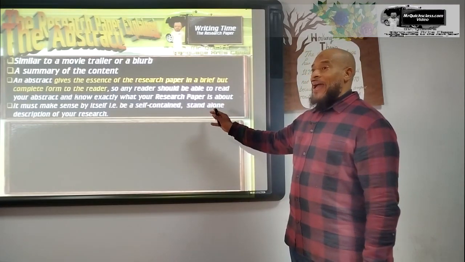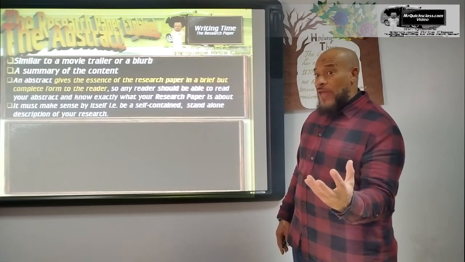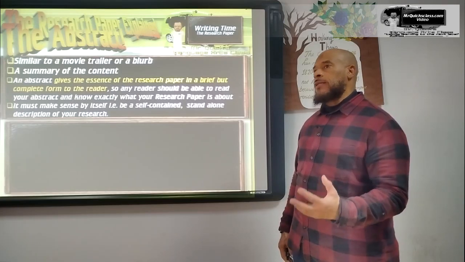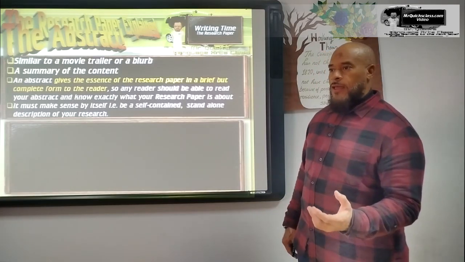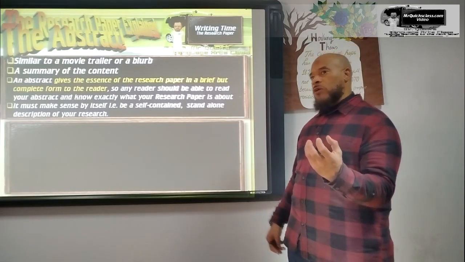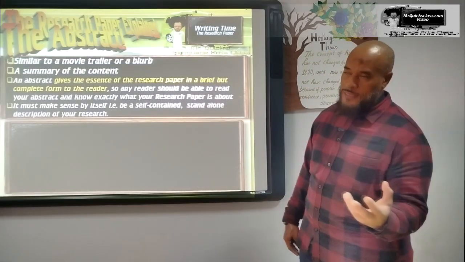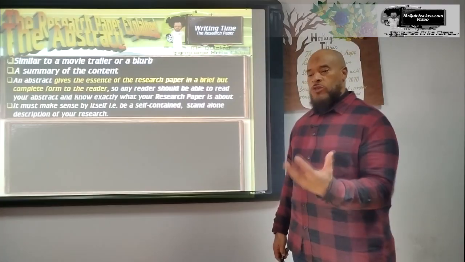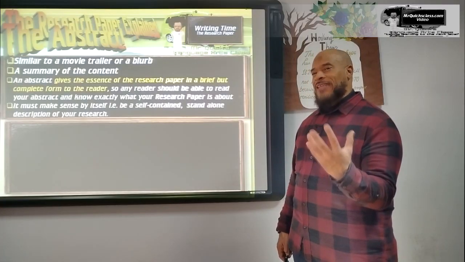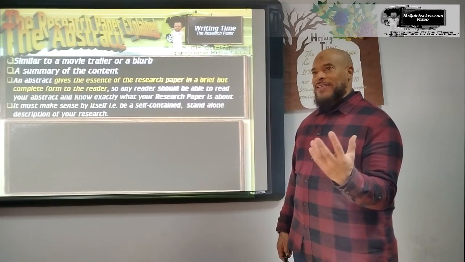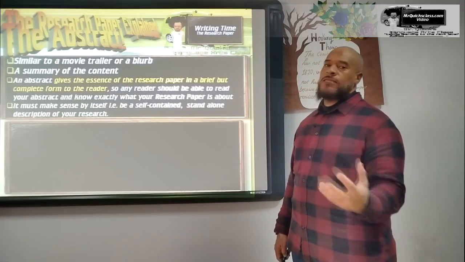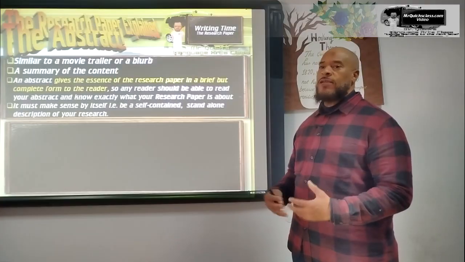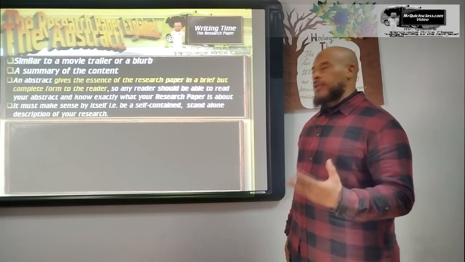But it in itself has to make sense. In other words, if someone were to read the abstract, they should get the essence of your research paper without even reading the research paper. So it should be a document that stands alone, that doesn't need the research paper to say what it is saying. It allows whoever is reading it to get a really good idea of what is contained in the research paper.